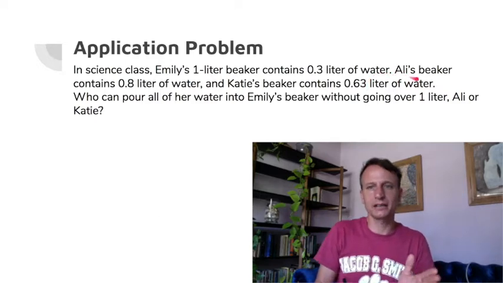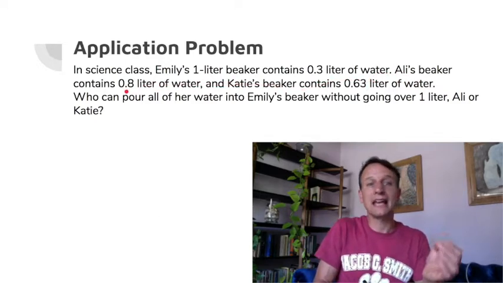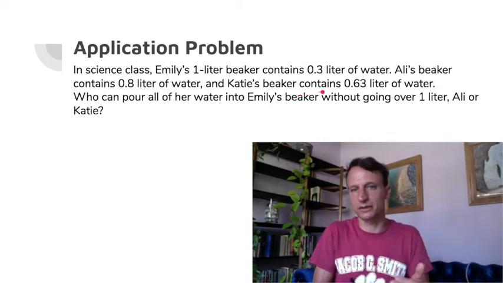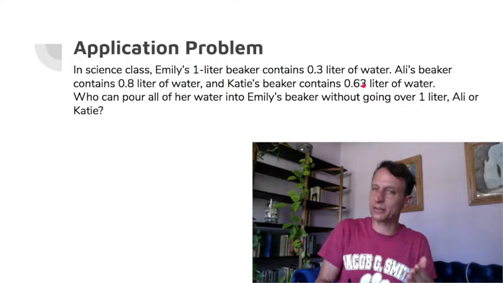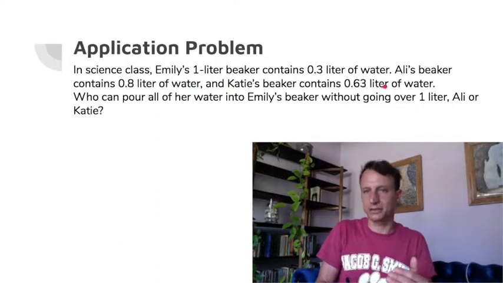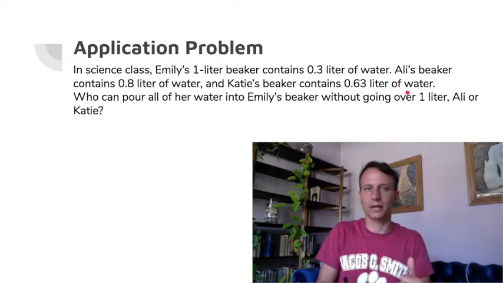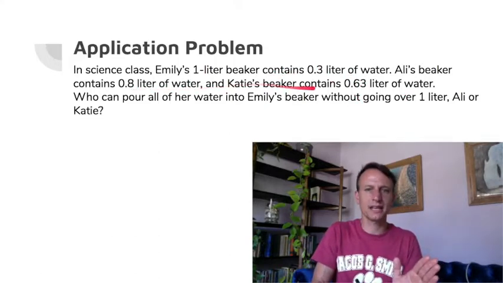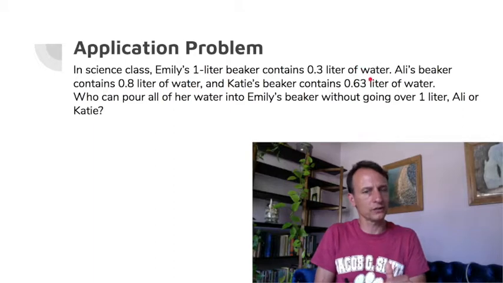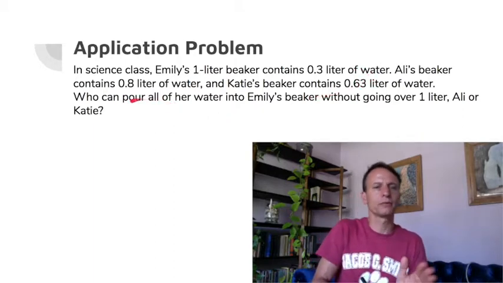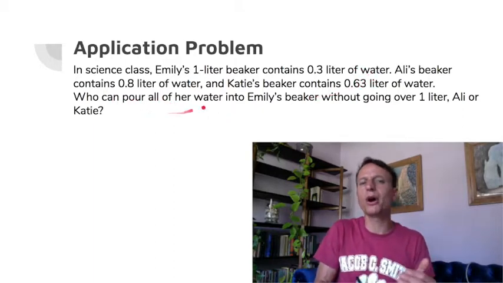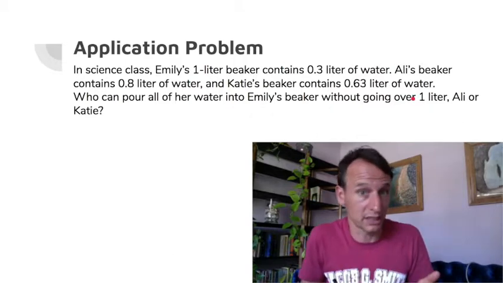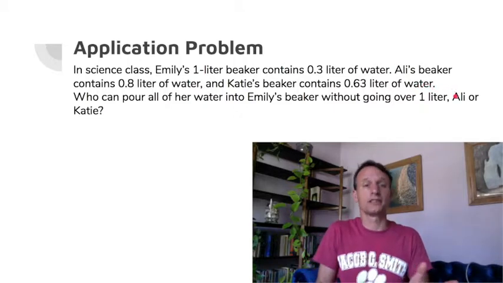Allie, on the other hand, has a beaker containing 8/10 liter of water, and Katie's beaker contains 63/100 liter of water. So they're all in decimal form, but these two are in tenths and this one is in hundredths, so we have to take that into account. The question is, who can pour all of her water into Emily's beaker without going over 1 liter and making a mess all over the science room floor? Is it Allie or Katie?